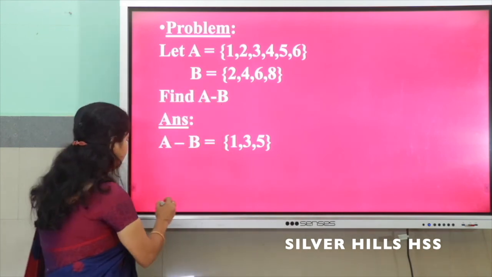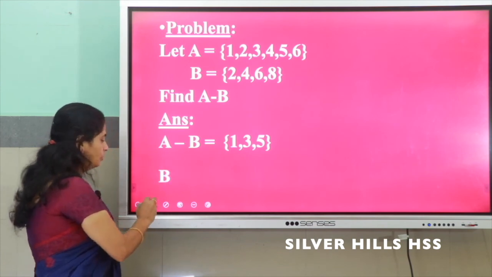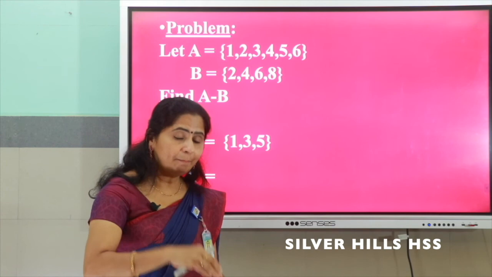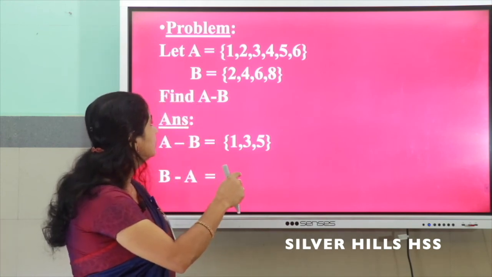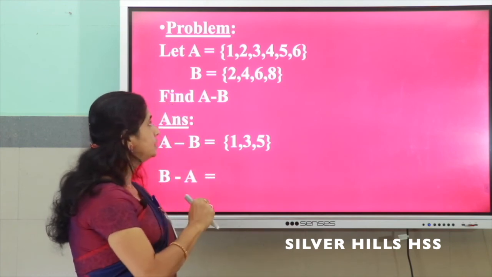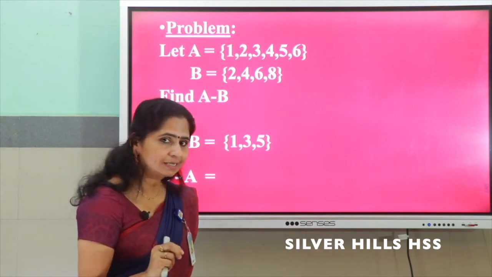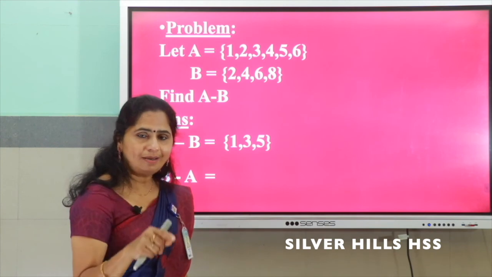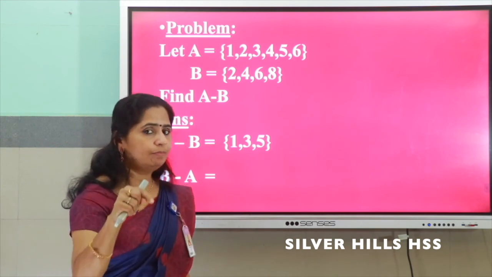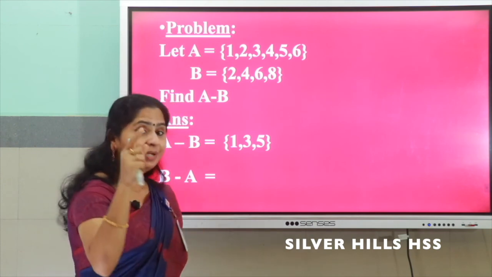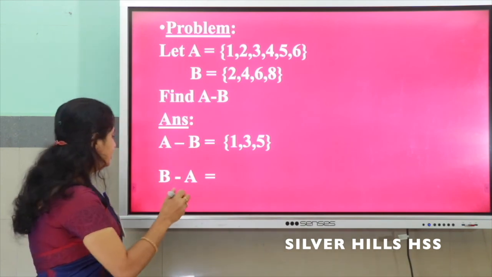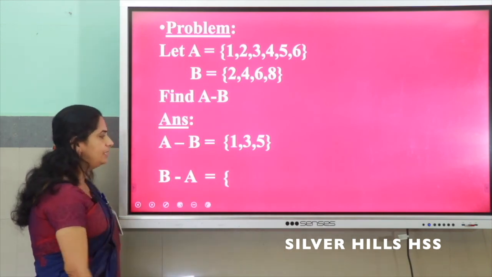Now, let us find out B minus A. B minus A means what? The elements which are in B but not in A. So, let us find out. 2 is in B, 2 is in A, so we cannot consider that. 4 is in B, 4 is in A, so we cannot take it. 6 is in B, 6 is also in A, so we cannot take it. It should be only in B but not in A. That is what we mean by B minus A. So, 8 is in the set B but 8 is not in the set A. So, B minus A, the answer will be the set {8}.